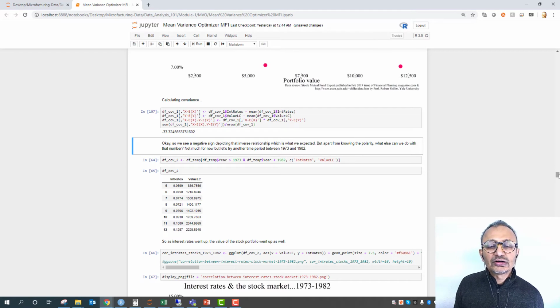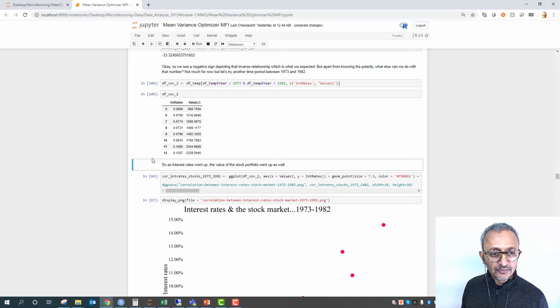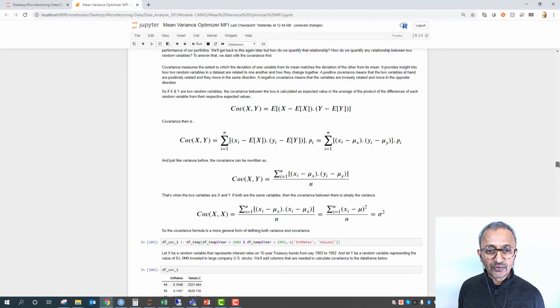Not much for now, but let's try another time period, between say 1973 and 1982. Let's create another data set between 1973 and 1982 with the same two random variables, which are interest rates and your portfolio value. And as you can see during that time frame, conceptually here, and there is a reason why I'm picking those two time frames, right?